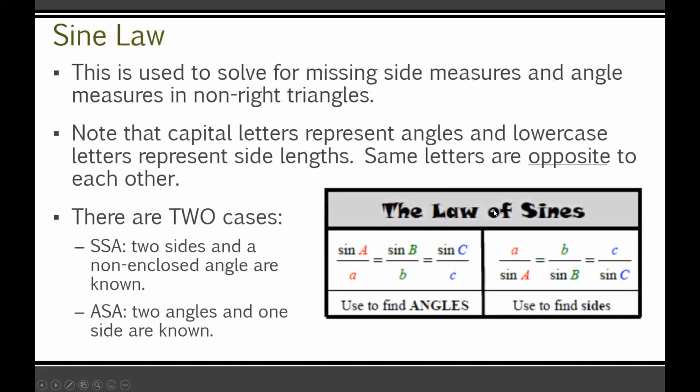Well, there is. It's something called the Sine Law. This is used to solve for missing side measures and angle measures in non-right triangles. And believe me, you're going to be so thankful that this thing exists because it saves so much time and so much effort.